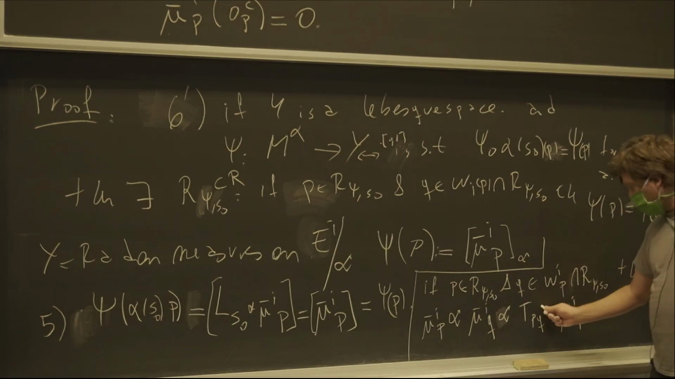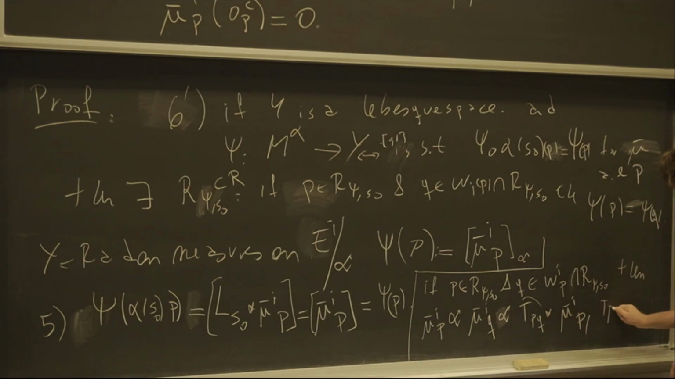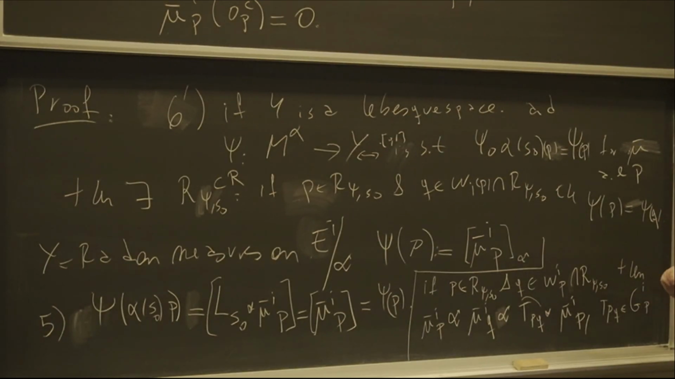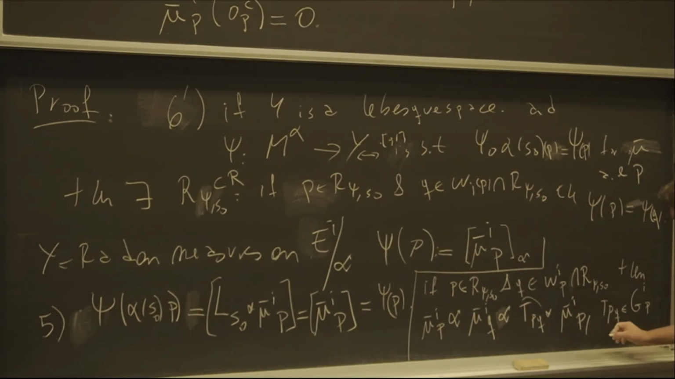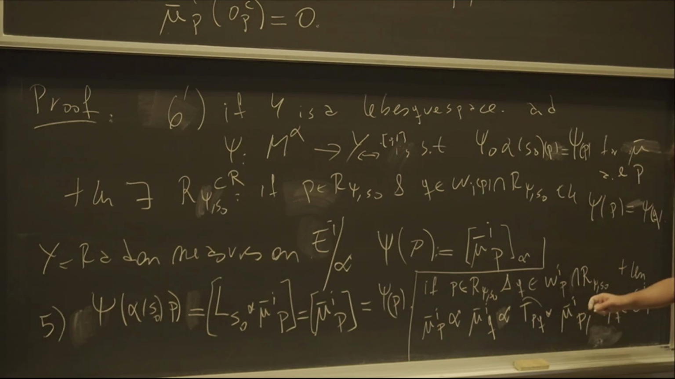So I get this translation where TPQ is bringing, so it's a translation. So this tells us that TPQ is in GIP, and TPQ of 0 is essentially the guy corresponding to Q. Okay.